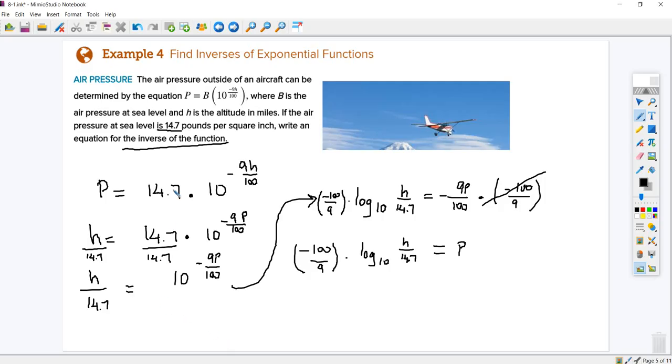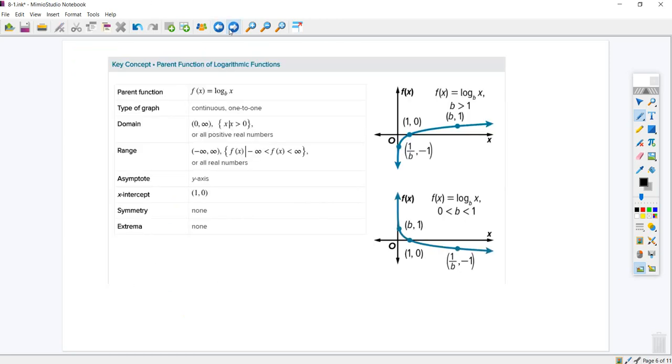Alright, so this is the end of example 4. Let's see the next objective. Now we are going a little bit more advanced, and we are seeing what the logarithmic functions are. So here are the key features, the attributes of the logarithmic functions.